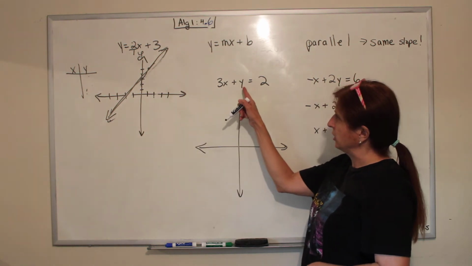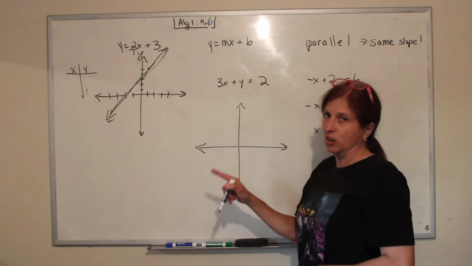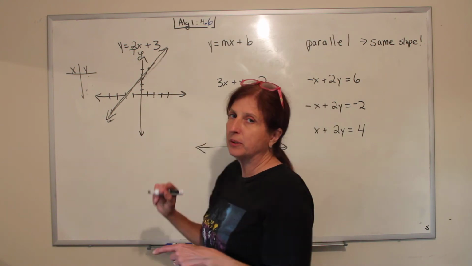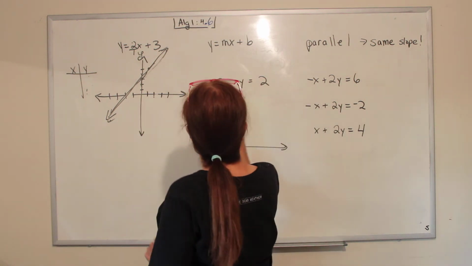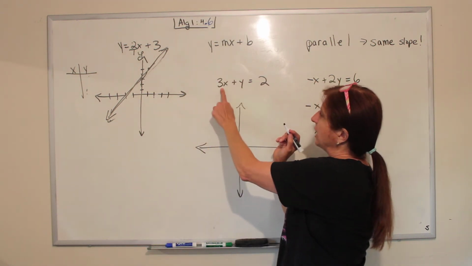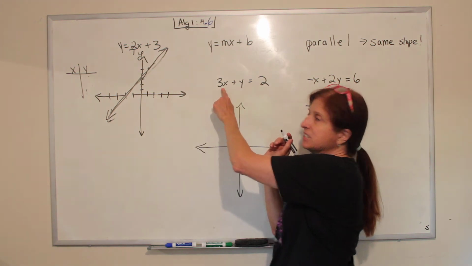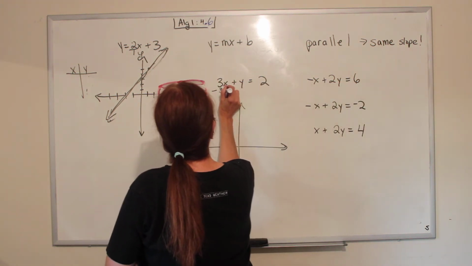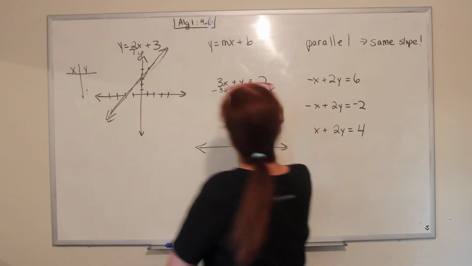Let's try this one. To do it, we've got to get y by itself. How do you get y by itself? By doing the opposite. Why is it not alone? It's got a plus 3x. The opposite is minus 3x. What I do to one side, I do to the other.